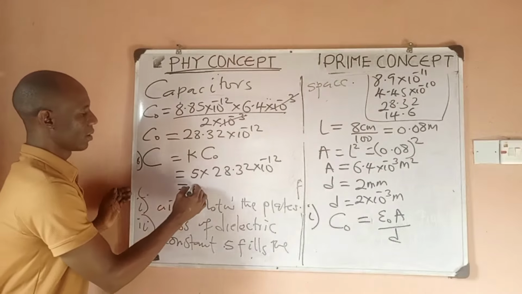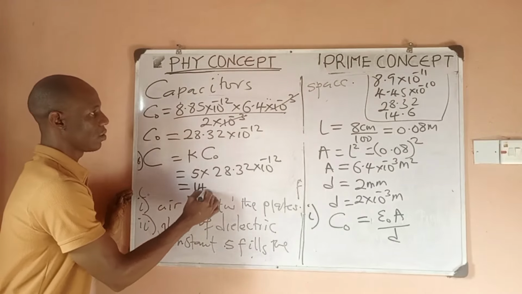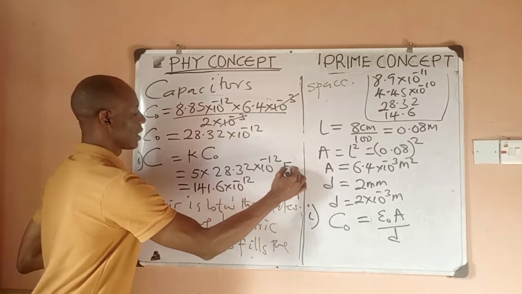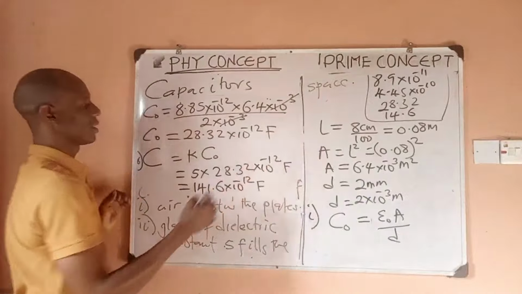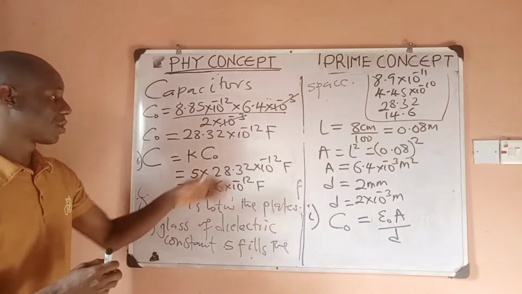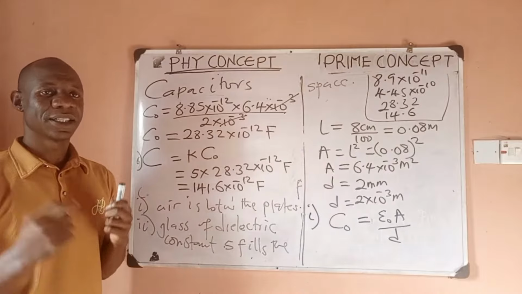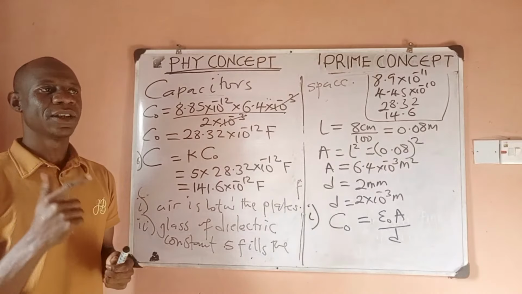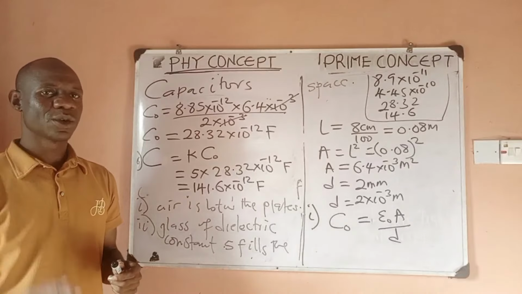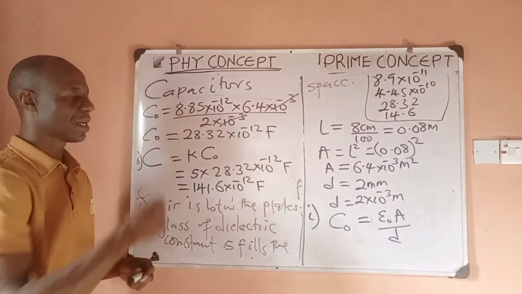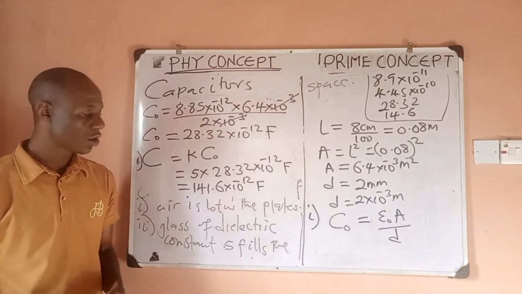141.6 times 10 to the power minus 12. This is farad, this is farad, this is farad. So this is our answer. Of course, 10 to the power minus 12, what do we call it? Remember, 10 to the power minus 6 is micro, minus 9 is nano, minus 12 is what? Pico. So I can replace this as picofarad, that is minus 12. You can see that in your option tomorrow.